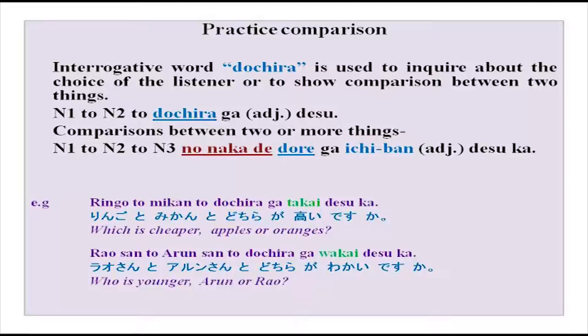No, that is not possible. You can only compare two, maybe three things, not beyond that. So, that is very important with dochira. As you can see, noun 1 to, noun 2 to, noun 3 to, dochira ga, whatever the adjective you want to use over there. Now, you can also ask in another way. Here we are using dochira.